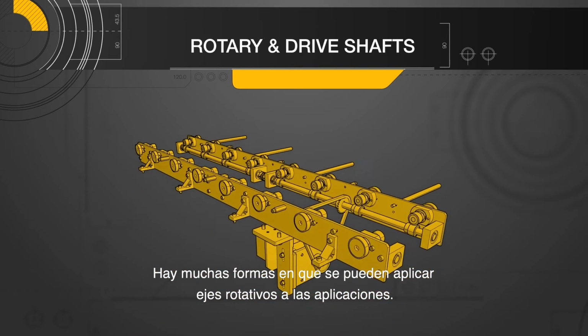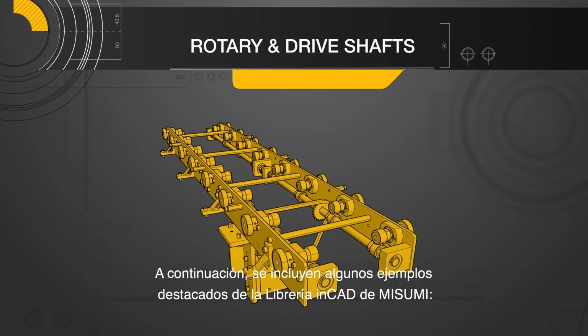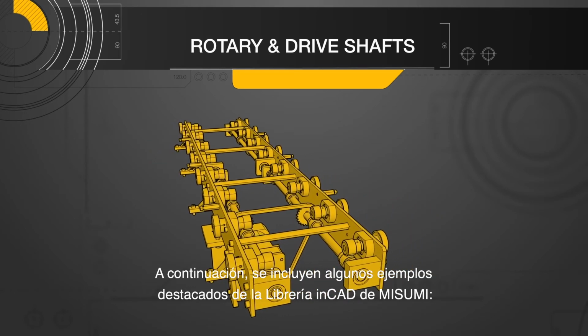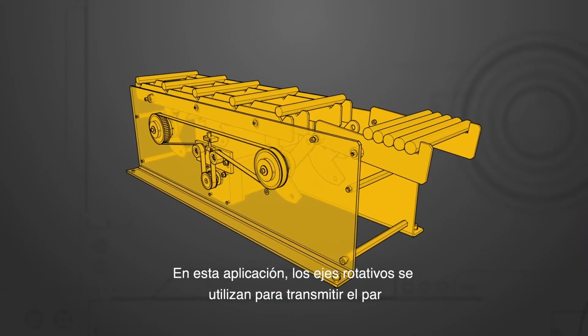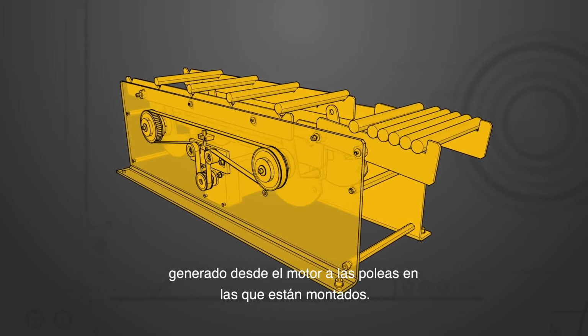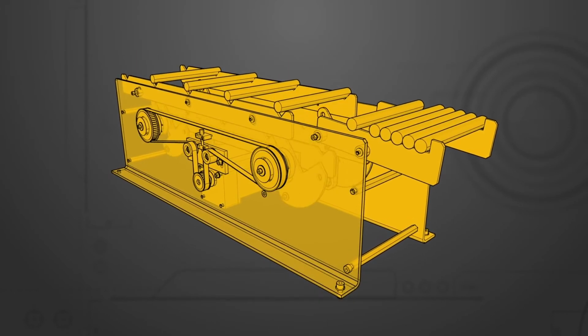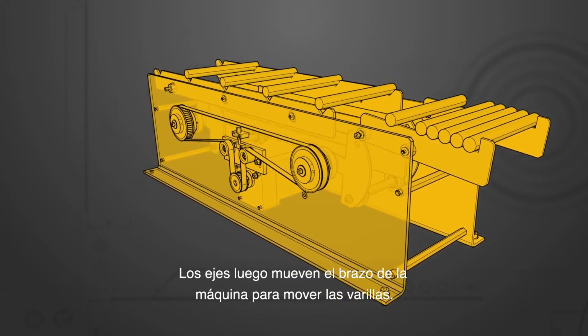There are many ways rotary shafts can be applied to applications. Here are a few examples highlighted from the MISUMI in-CAD library. In this application, the rotary shafts are used to transmit the torque generated from the motor to the pulleys they are mounted to. The shafts then move the machine's arm to move the rods.